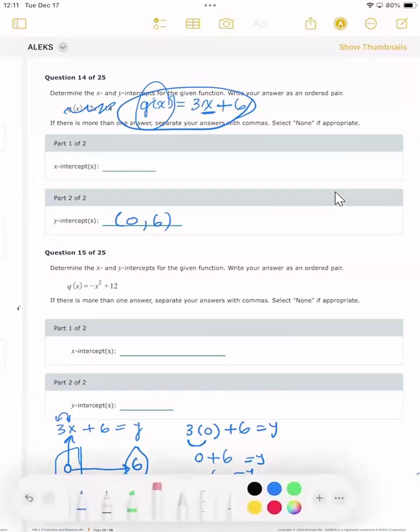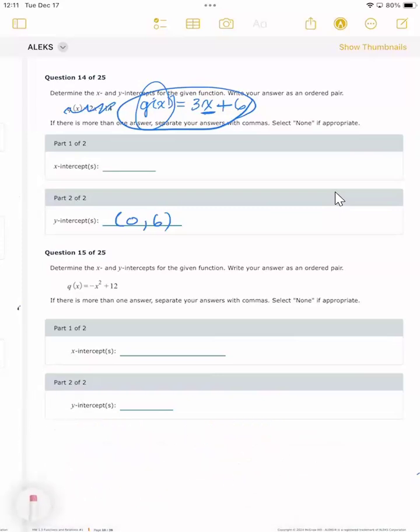We want to find the x-intercept. To find the x-intercept, you write 3x plus 6 is equal to 0. We make the output 0. We want to trace the input. If the output is 0, what was the input for it? So we have to solve an equation.